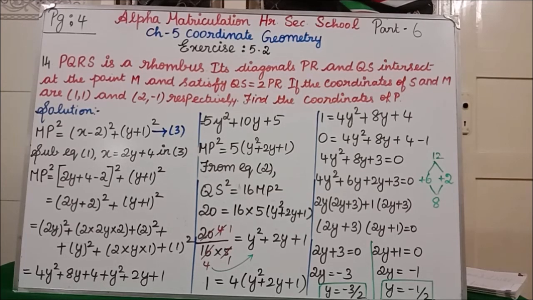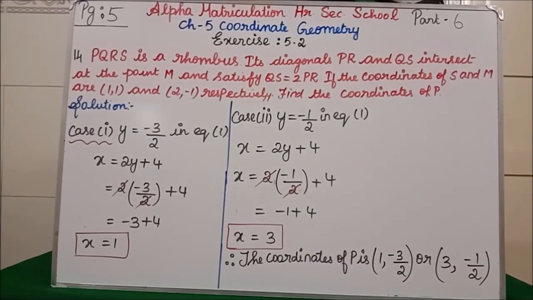Here that x value we will see in page number 5. In the 14th question, now we are on page number 5. With this we will complete this 14th question. Now on page number 4 we have got 2 values for y, isn't it? y equal to minus 3 by 2 we have got, and another value is y equal to minus 1 by 2 we have got, isn't it?